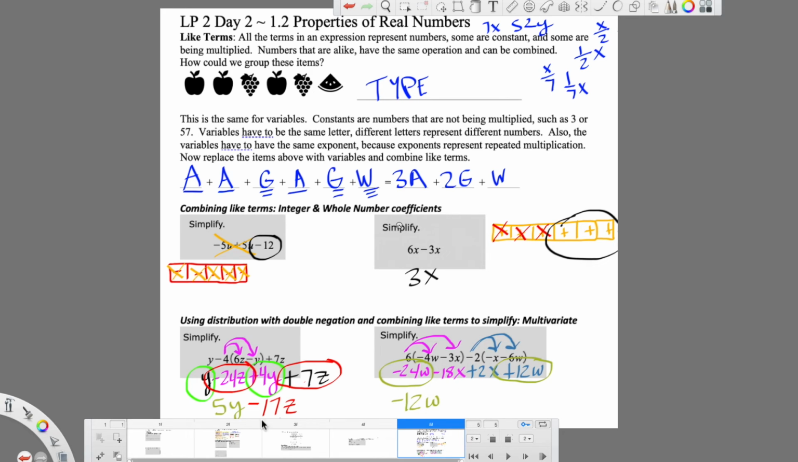And then I have negative 18x and positive 2x. So again, more negatives than positives, so it's going to be negative. 18 minus 2 is 16, so negative 16x.